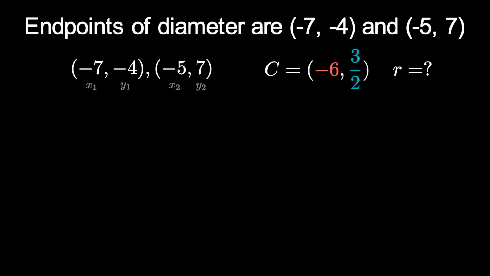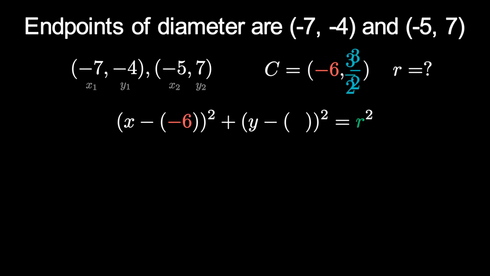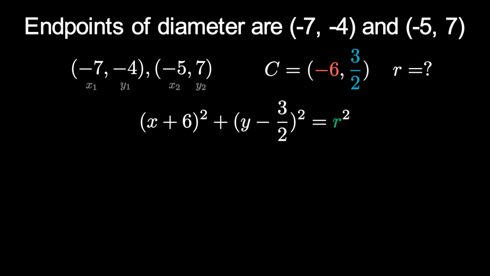And in order to find our radius, let's first plug in what we have right now into our equation. So we have that our center is at (-6, 3/2). So we can plug that -6 and 3/2 into the h and k. So that will become x minus -6 squared plus y minus 3/2 squared equal to r squared. And when we clean that up, it'll become x plus 6 squared plus y minus 3/2 squared equal to r squared. So now what we have to do is figure out what r is.